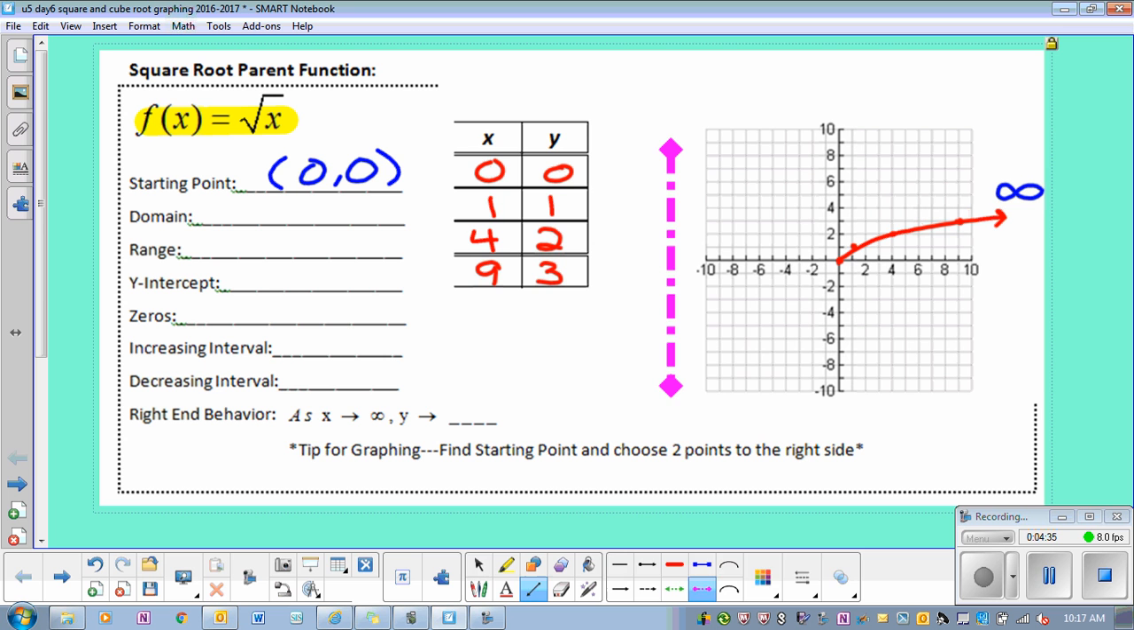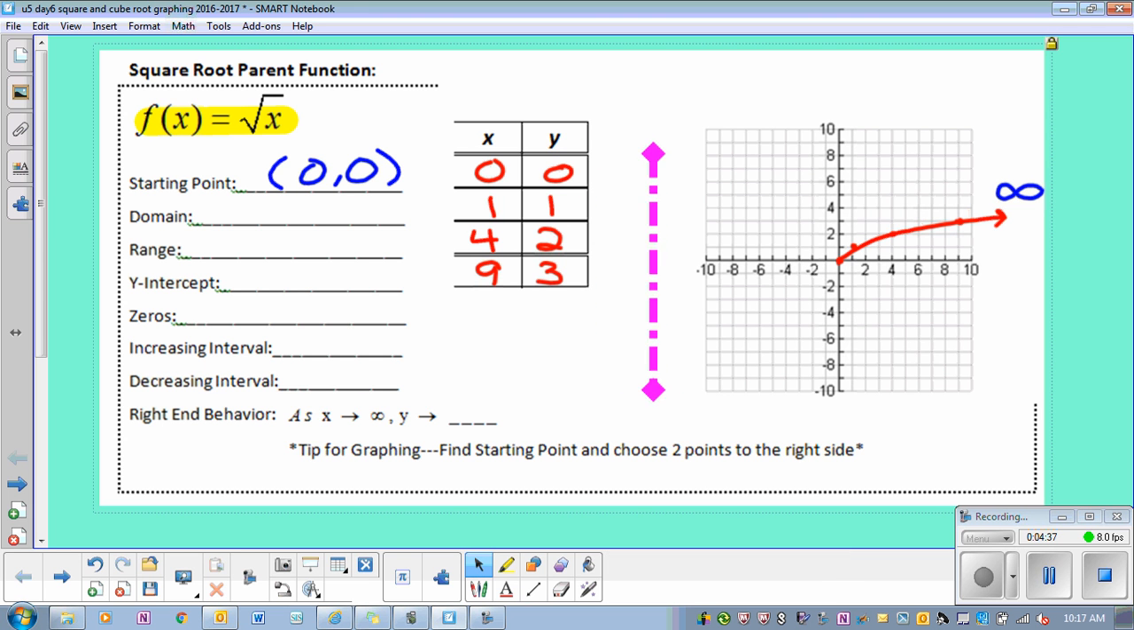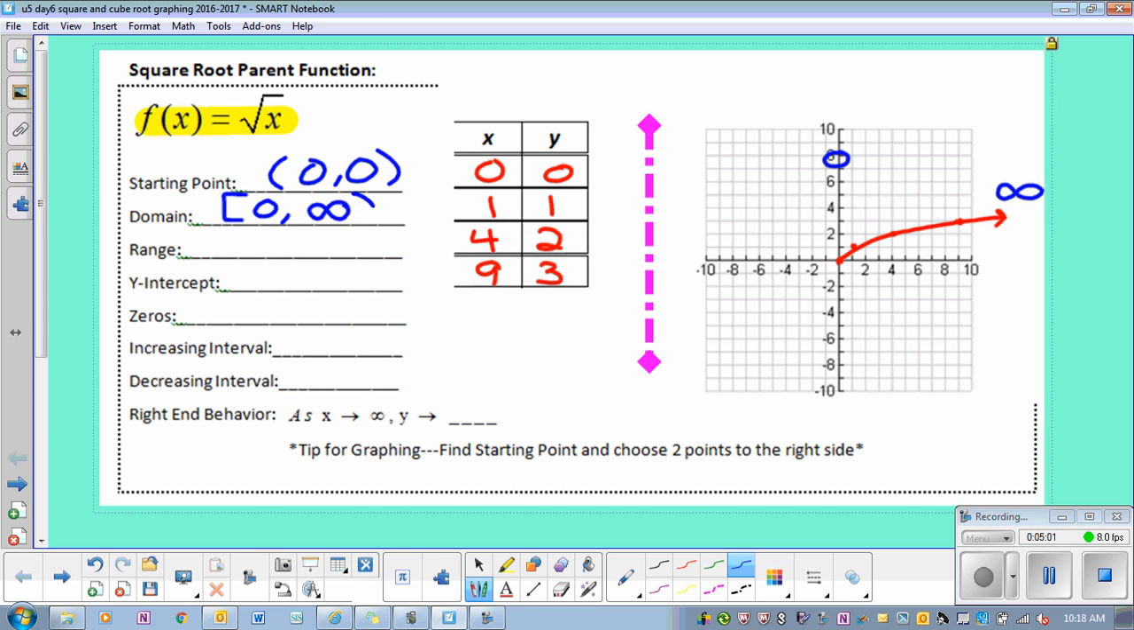Now, let's talk about the domain. Remember, guys, the domain is looking at the graph from the left to the right. What x number does this graph start at? 0. And then it's going to infinity. Good. Starting at 0, going to infinity. And there's a closed dot at 0, so please remember to put a bracket at that 0 for your domain.